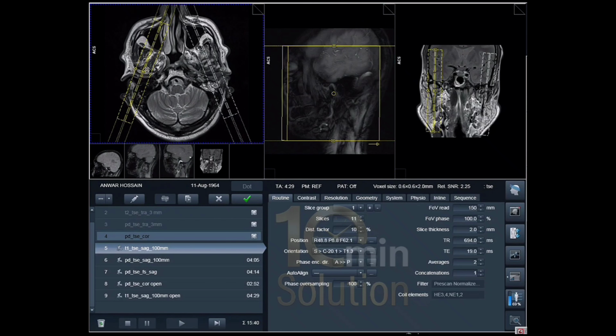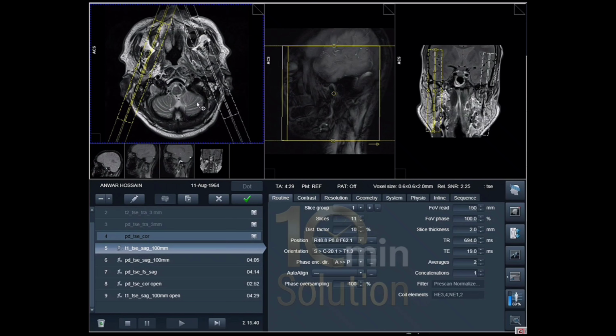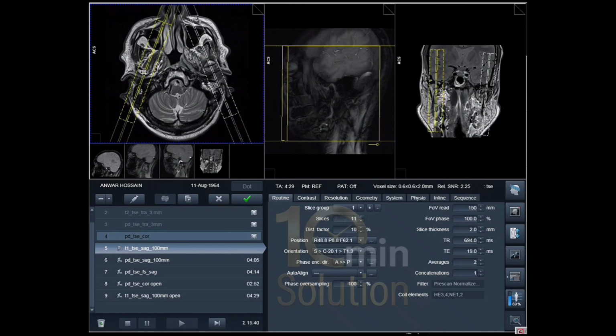Look, this area, this one is the right TM joint, and this area, this one is the left TM joint. So now I very carefully set up the planning. Look, and now I check the coronal image.